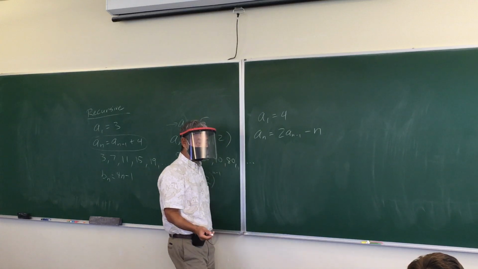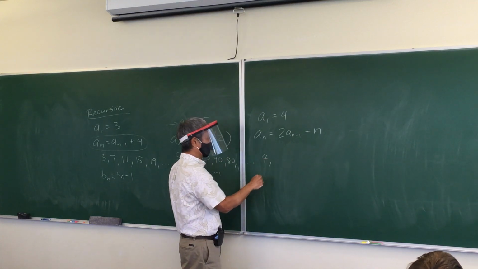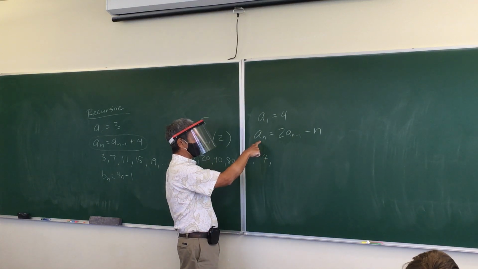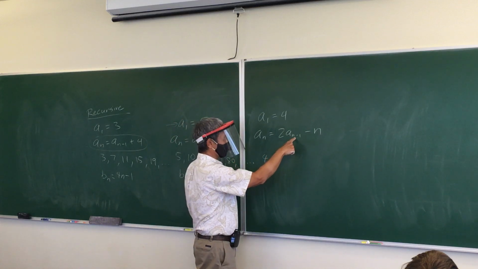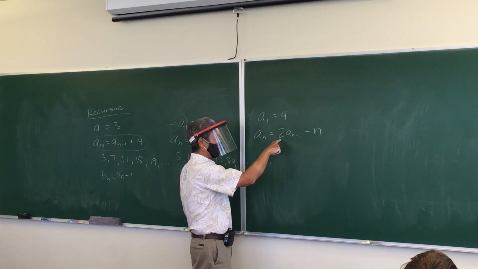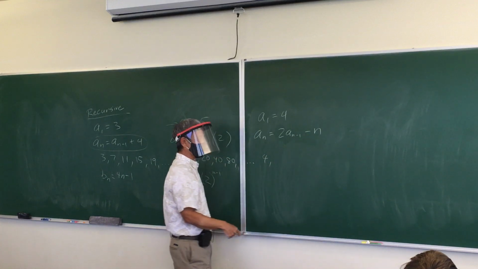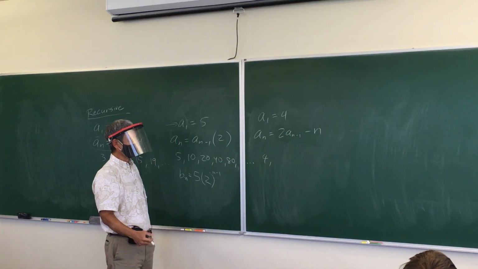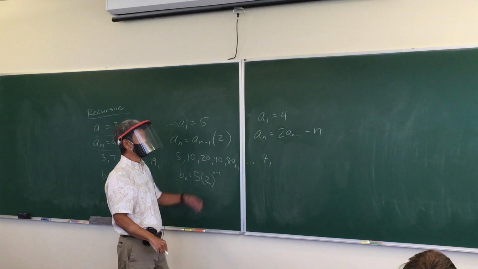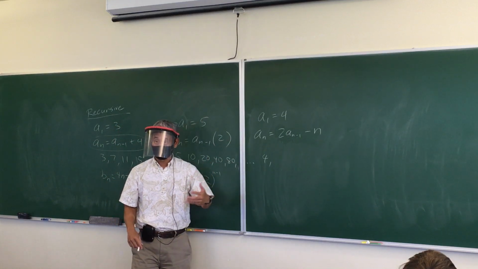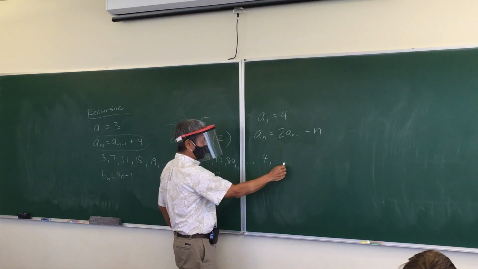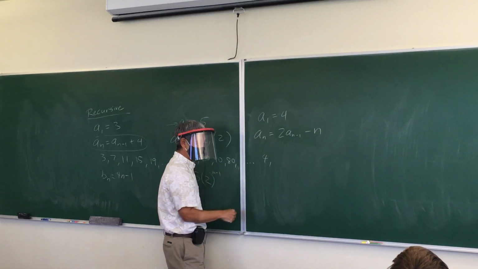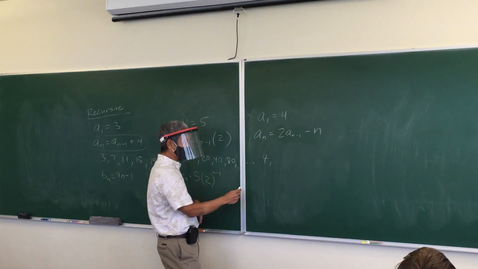Well, what's the first term? 4. Now, to get any term in the sequence, you take the previous term, multiply it by 2, and subtract n. But then, what is n? So in this kind of case, what you want to do is plug in numbers. If you want to get the second term, what number would I plug in for n? 2. So plug in 2.